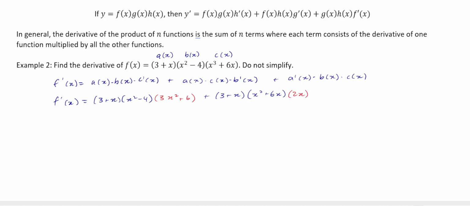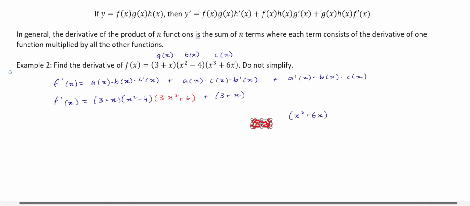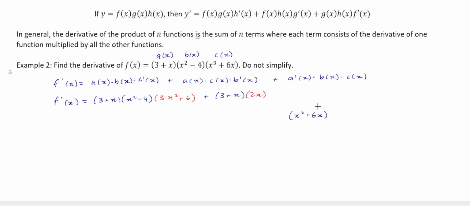Okay, and the order doesn't matter. If I wanted, I could have done this. I could take this out right here and put that in the middle, if I want to keep my a's, b's, and c's, right? That doesn't really matter. The order of multiplication is commutative, so I could have kept it like that if I wanted. Doesn't matter. Then the derivative of the first.